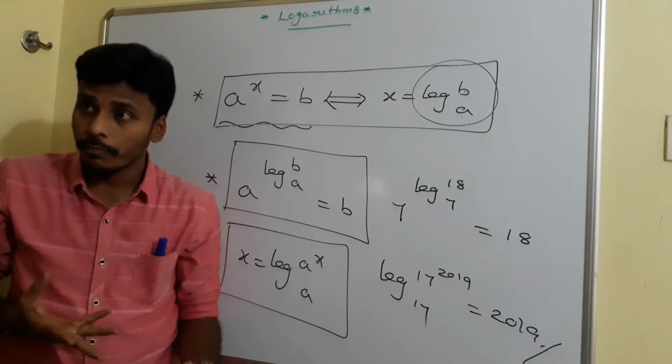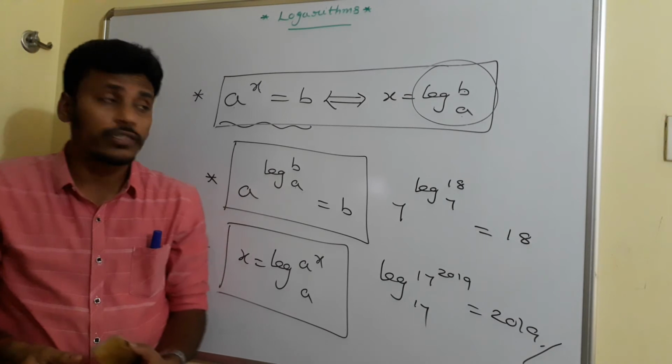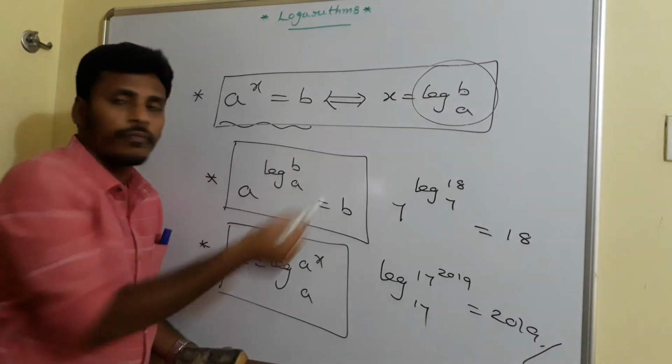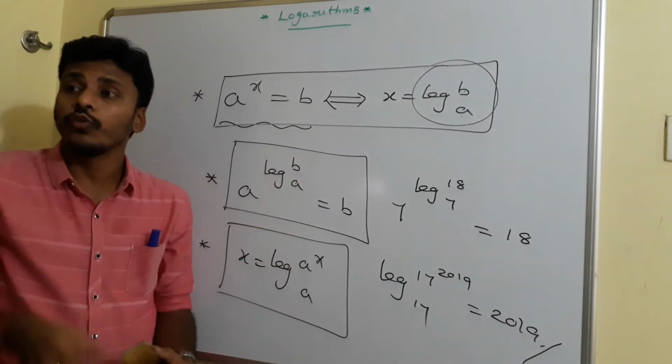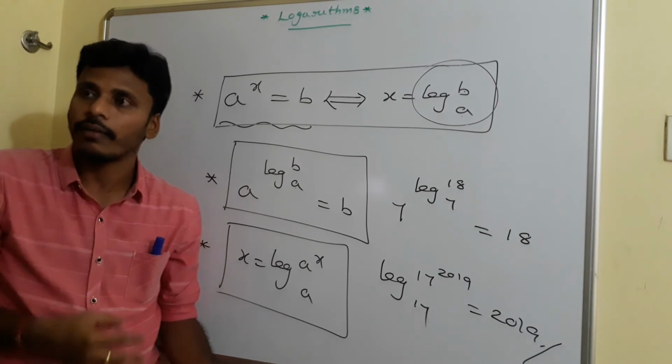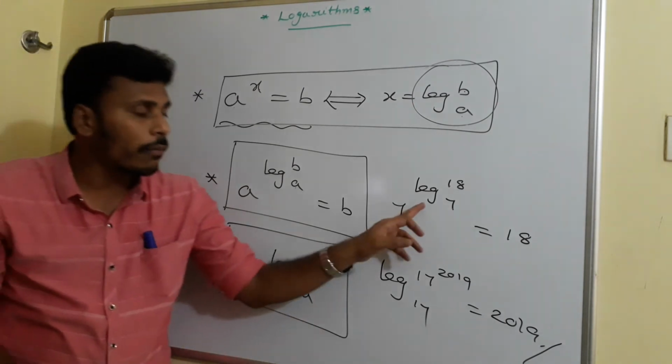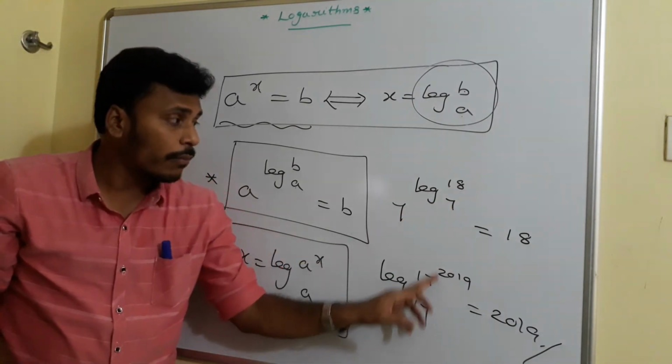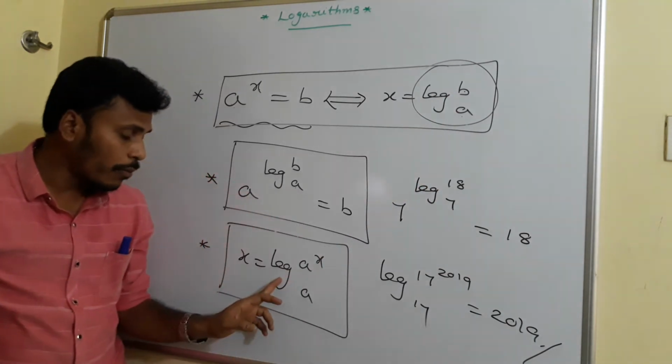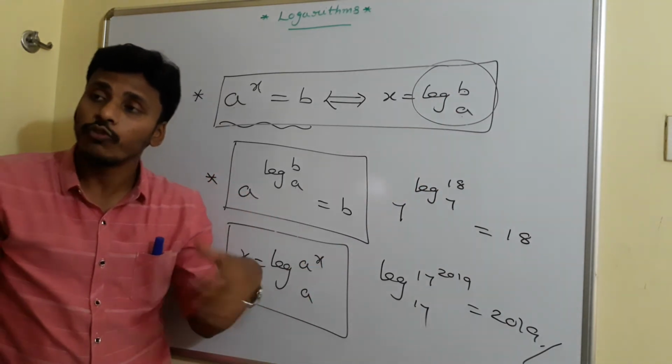Sometimes you need to spell out. Somebody may feel it is difficult to say "logarithm of b base a". They don't know how to read it also. So you need to pronounce it sometimes, for some numbers like logarithm of 18 base 7, logarithm of b base a, logarithm of a power x base a, like that you need to pronounce.